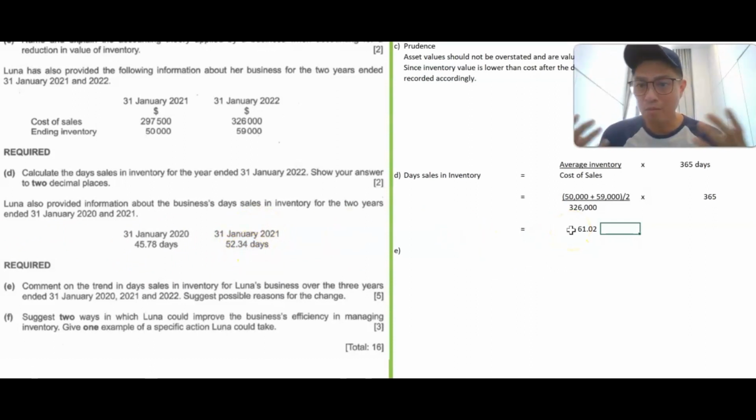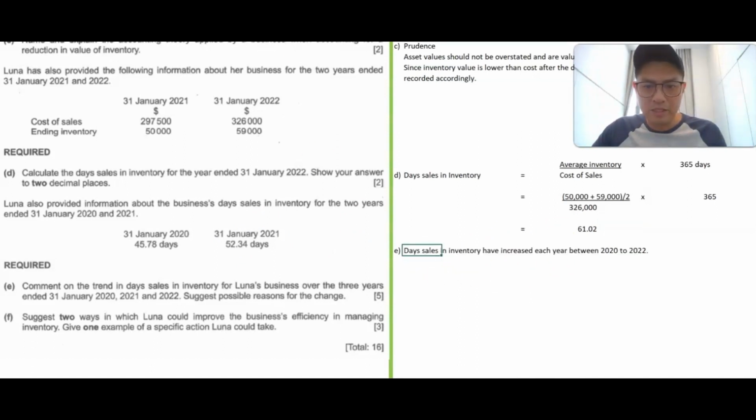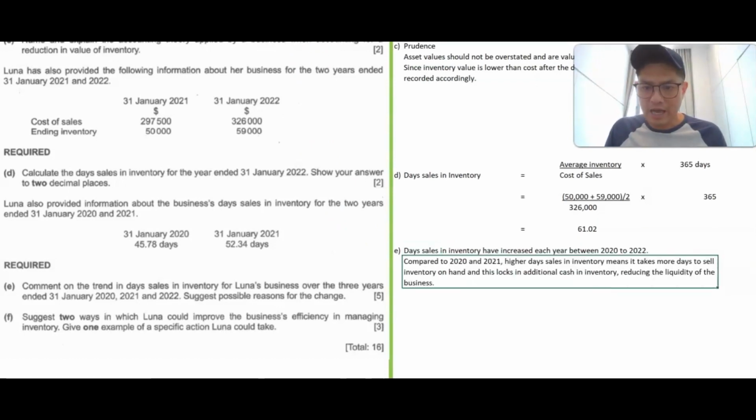So you're holding more and more inventory that perhaps you may or may not need, right? So let's see what I prepared for you. Essentially it has increased over the years. That's one observation. And what does that mean? It may mean that with the inventory balance right now, it may take more days to sell those on hand, and because you've used cash to buy the inventory, you're locking up your cash there, and it would reduce your liquidity of the business.